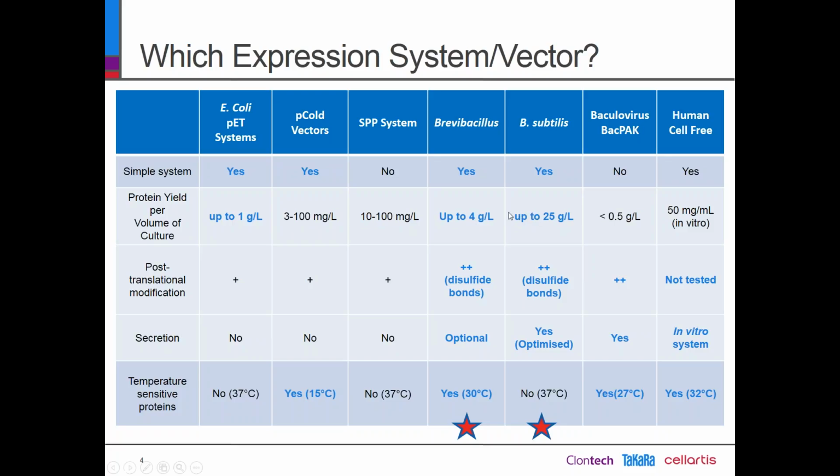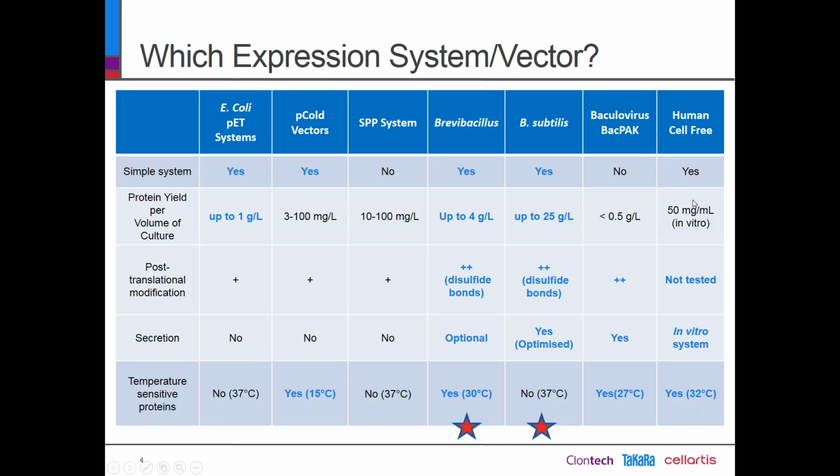Puribacillus and B. subtilis, they are secretion systems, so the protein doesn't stay inside the bacterial cell, but it's actually secreted in the medium, and this allows you to get even higher yields. So in case of Puribacillus, it's up to 4 grams per liter, and for B. subtilis, it's up to 25 grams per liter. Baculovirus is usually lower, but still quite a good yield, considering the fact that you do get a more, let's say, more mammalian type protein, even if it's just insect cells, but it's about 0.5 gram per liter.